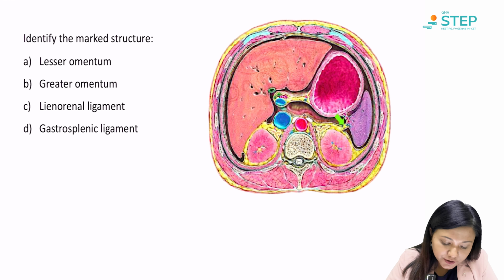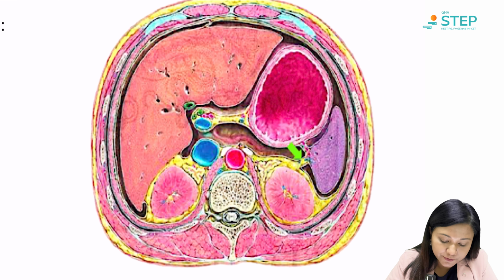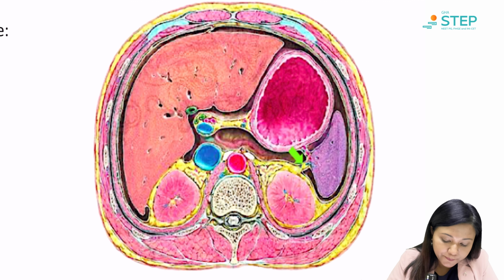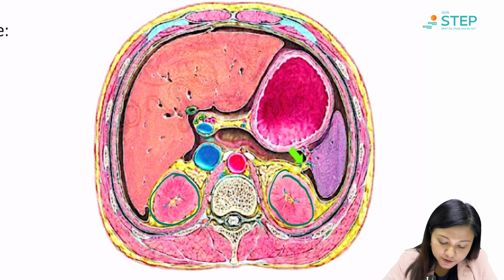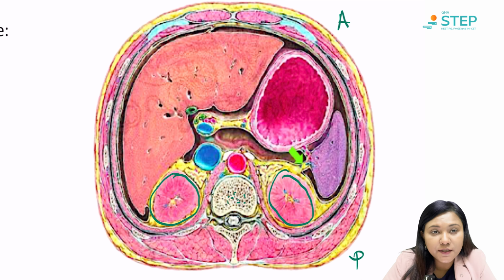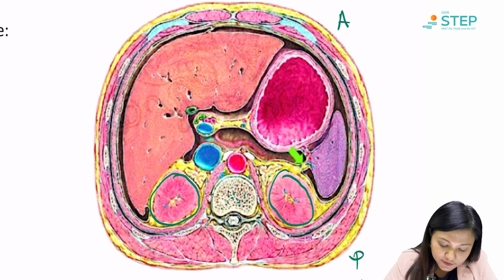Okay, the next question is identify the marked structure. So they have given a cut section, a transverse section, and they have put one arrow and asked to identify that. As you can see, the structures here: this is the kidneys. First you get oriented, as you can see the vertebra. So this is posterior, this is anterior. Since you can see the kidney, it is mostly at the level of T12, L1. So you can see the kidneys, you can see the liver. This is the stomach. This is spleen.